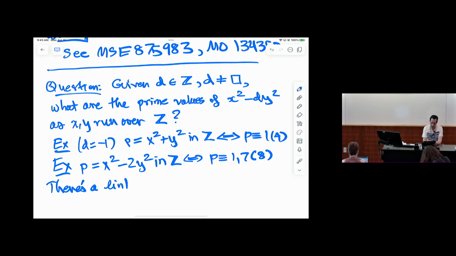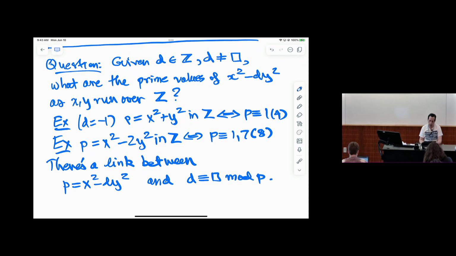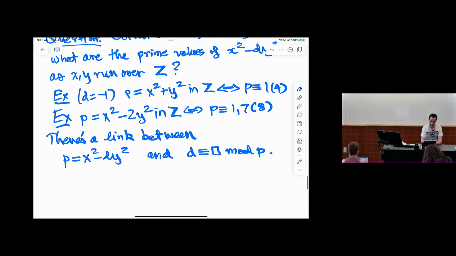So there's definitely a link between p having this expression and d being a square mod p. When d is -1, p being a sum of two squares is related to -1 being a square mod p. When d is 2, p being x squared minus 2y squared is related to 2 being a square mod p. So one direction we can show without a problem in all cases.